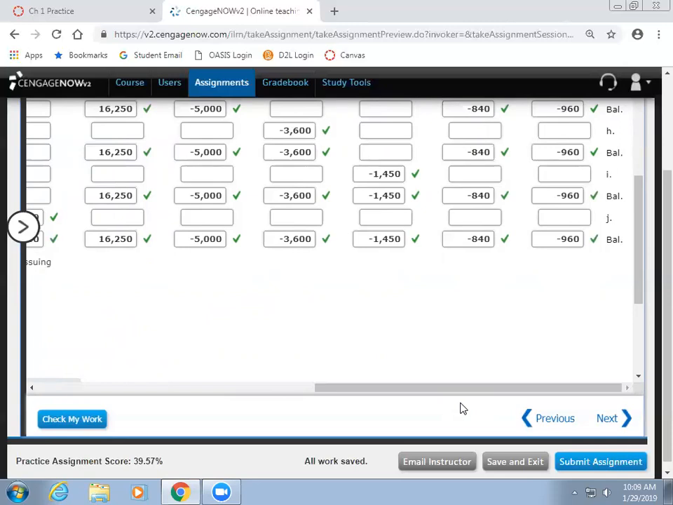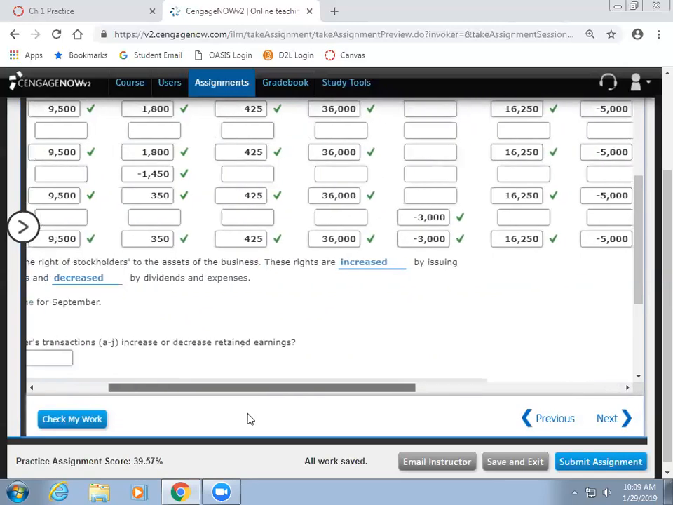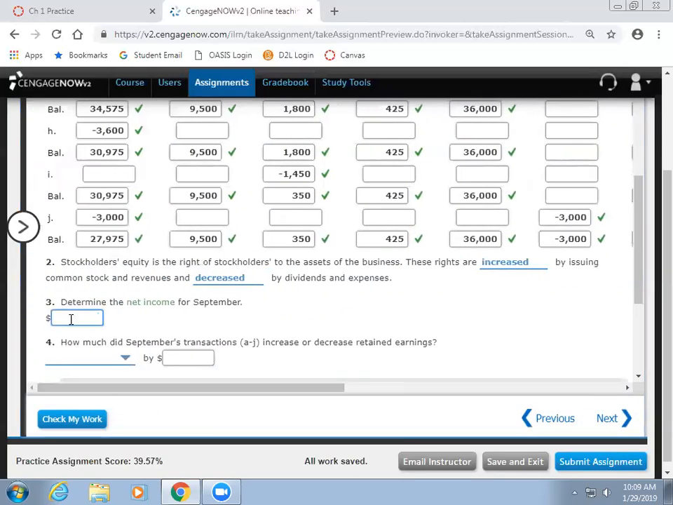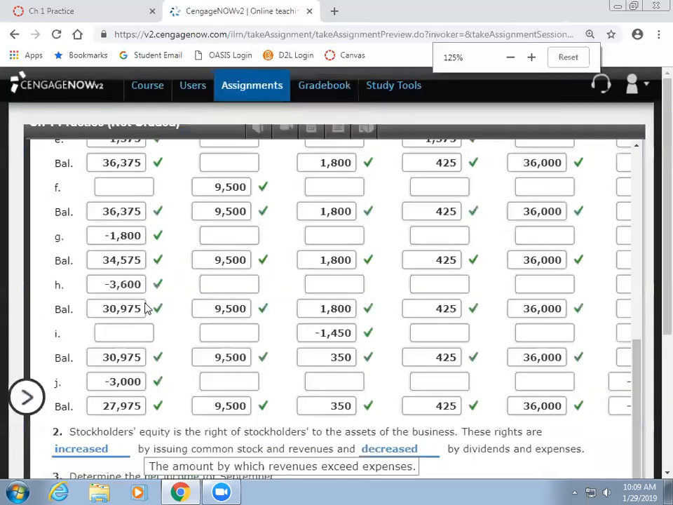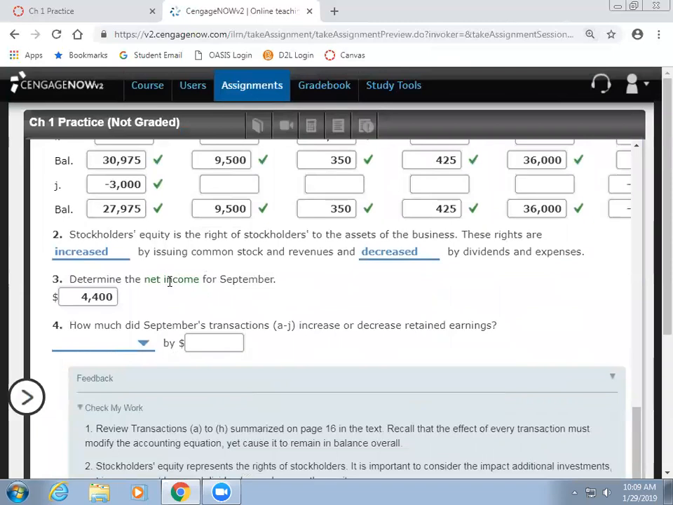Okay, so when we do that, how much was our net income for September? 4,400. Perfect. Okay, and if you move your mouse over whenever there's a green word in your homework, the cool thing is it gives you a definition there. So it actually shows me net income is the amount by which revenues exceed expenses.